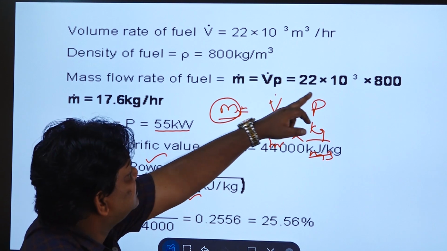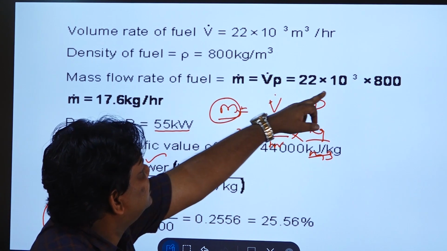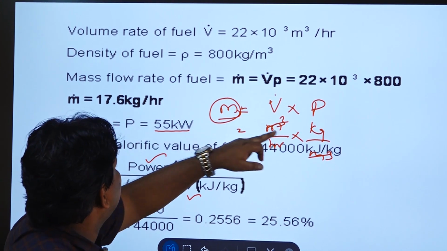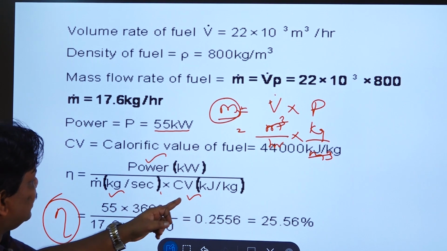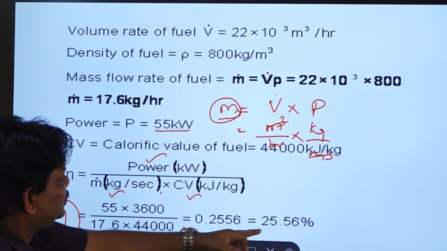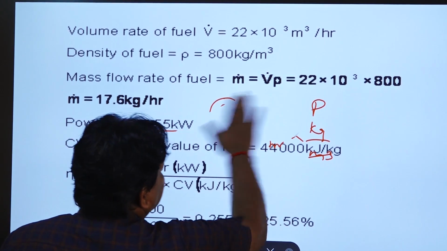So multiply these two, the volume flow rate is given to you. So 22 into 10 power minus 3 into 800, you will get the value of this mass. And the calorific value is also given to you. So you can easily get the value of this efficiency.